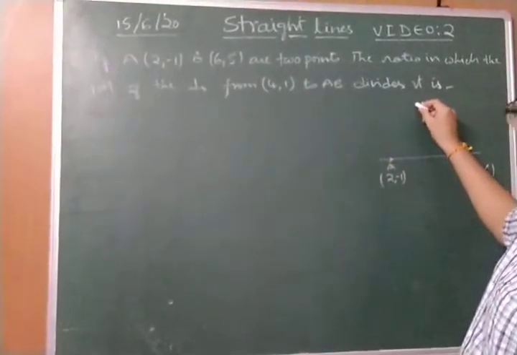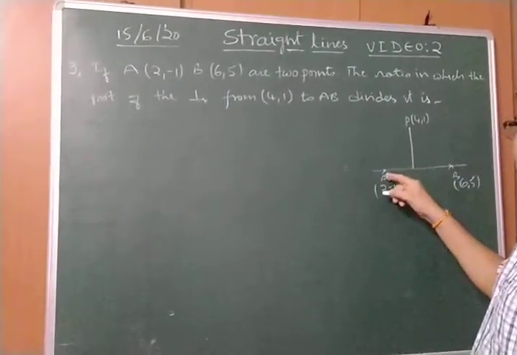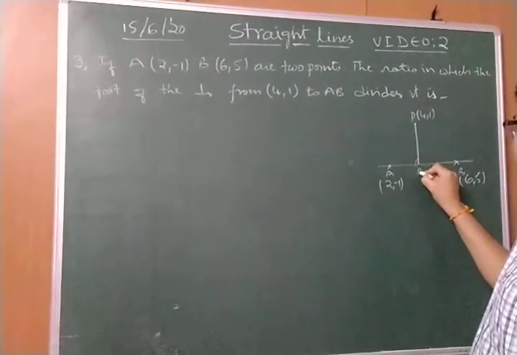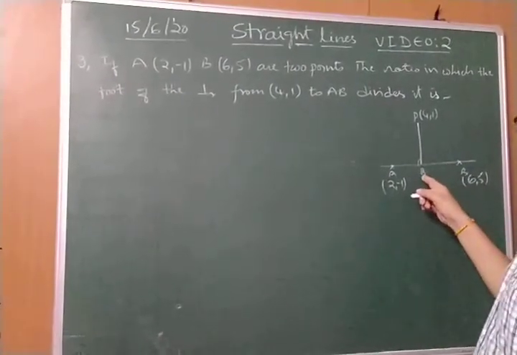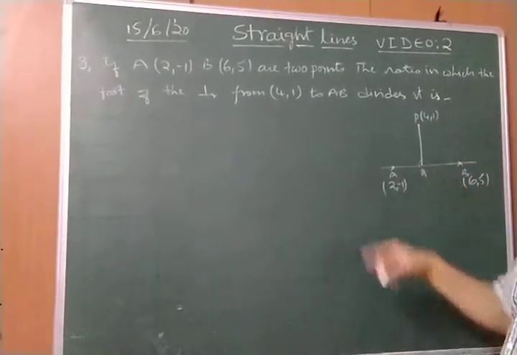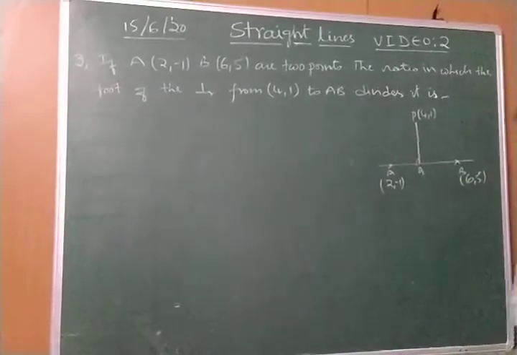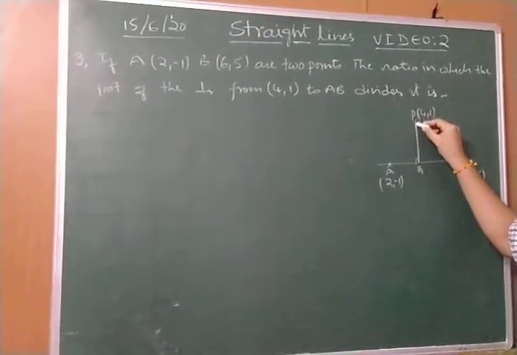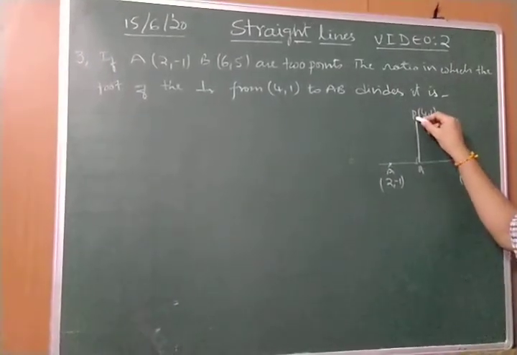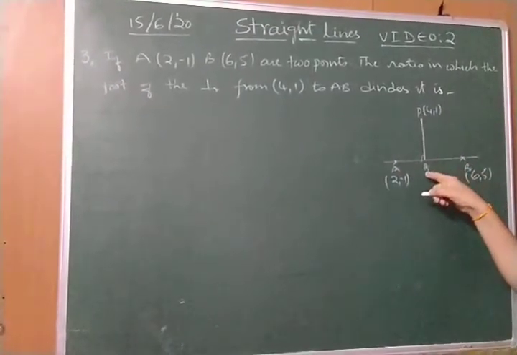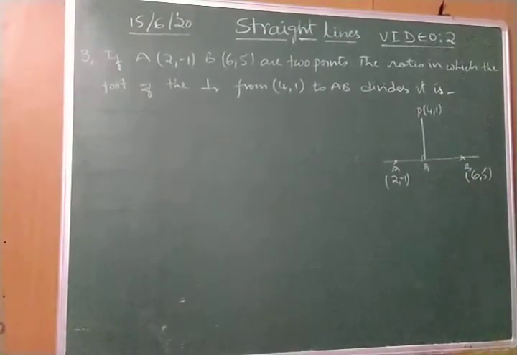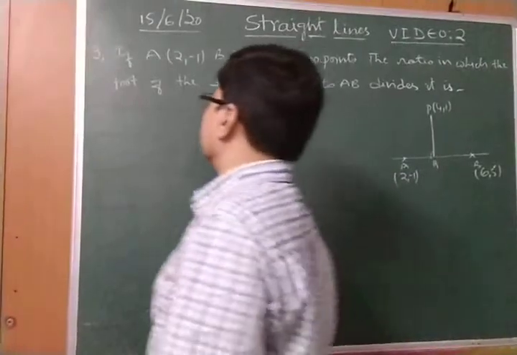If a point P (4, 1) is this one, the line is drawn perpendicular to AB. Here Q is the foot of the perpendicular. The foot of the perpendicular divides AB in the ratio, that is the given question. So we find the foot of the perpendicular, or otherwise the line which is perpendicular to AB. First of all, we try to find the perpendicular to AB.